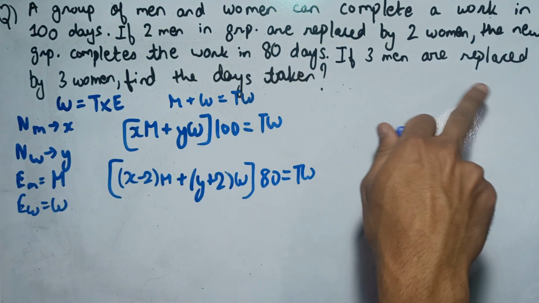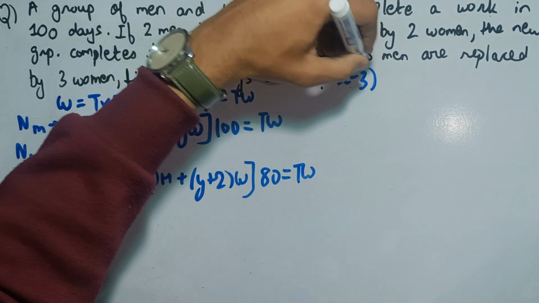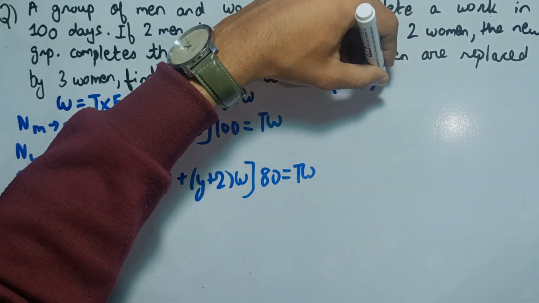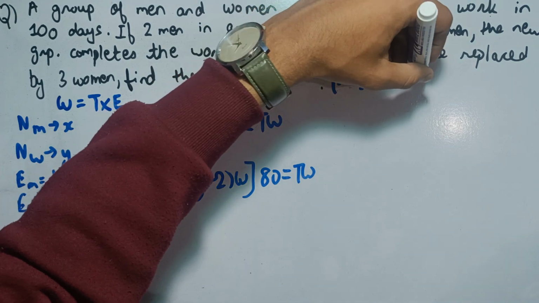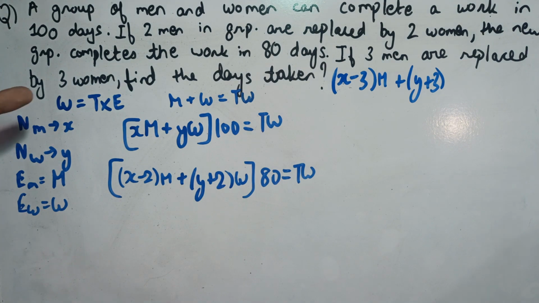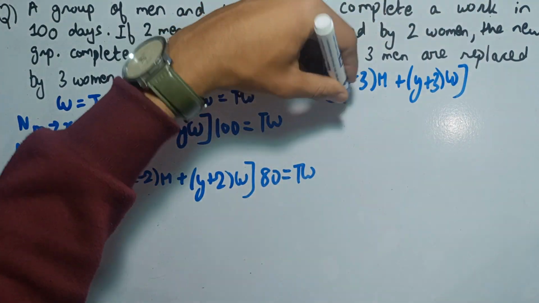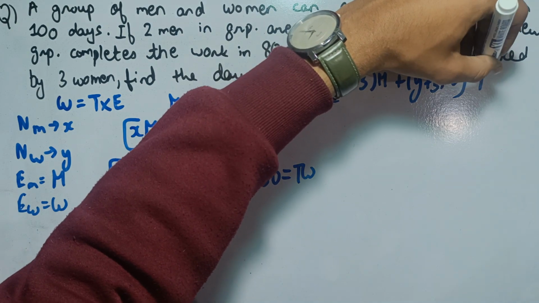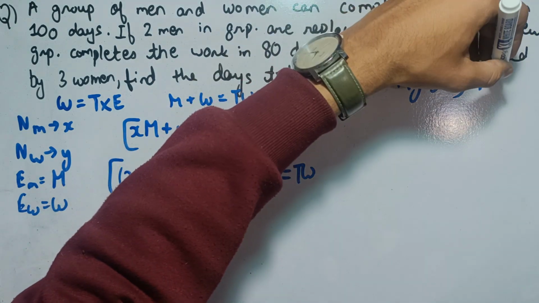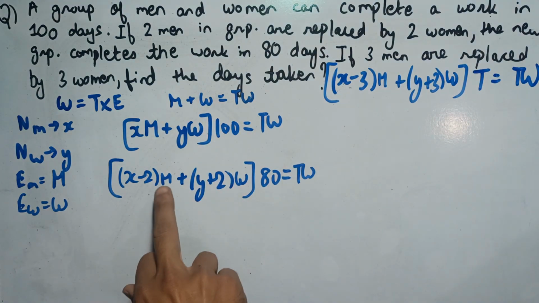The third case: if three men are replaced, that is X minus 3, the number of men minus 3 into efficiency M, plus Y plus 3, three women come in the group as well, and the efficiency of women is W, and the time they take to complete the work, T, we don't know. We need to calculate T, which is equal to total work. We need to find T. Okay, so let's solve this down.